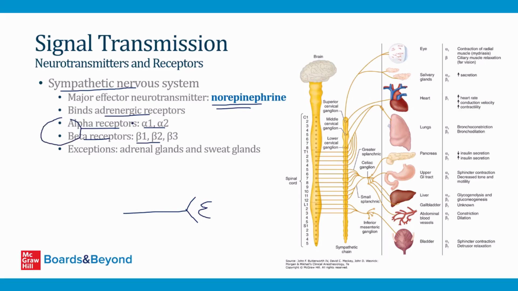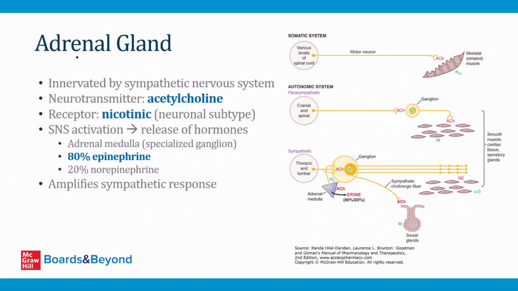There are, however, two exceptions, and let's talk about those now. And those two exceptions are the adrenal glands and the sweat glands. These structures are innervated by the sympathetic system, and they do not use norepinephrine on adrenergic receptors. Let's first talk about the adrenal gland. It's directly innervated by the sympathetic nervous system.